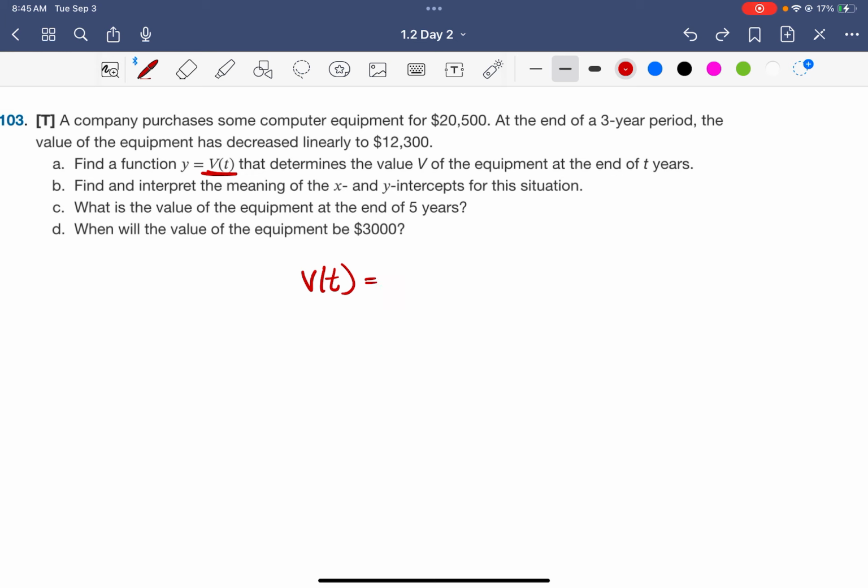And so I'm just going to write down that this is mx plus b. But we know that b is just our y-intercept. That's the same thing as an initial value. So this is my initial value.